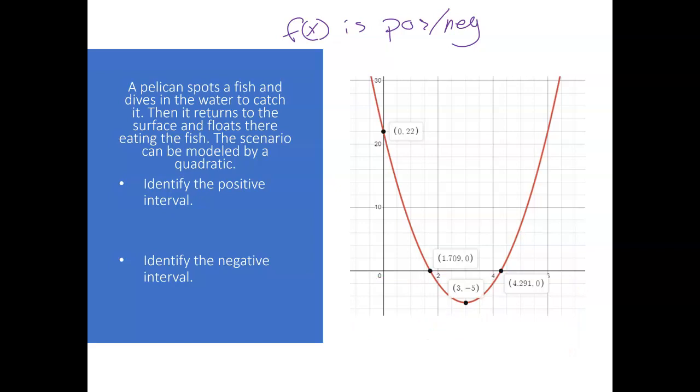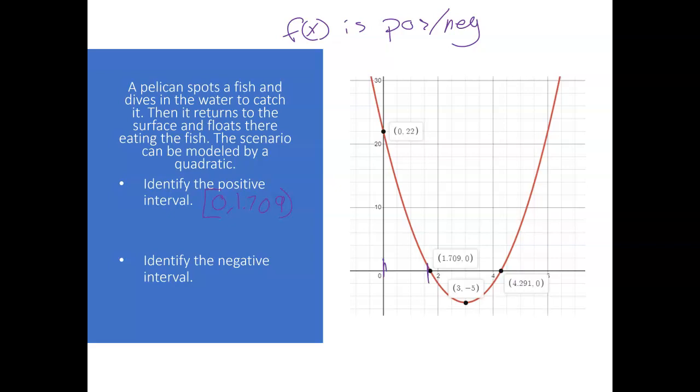So what is my positive interval, again, within our relevant domain? Always with the x values. 0 to 1.709, and then parentheses. It's when the y values are positive or negative, but intervals are always written in the domain. So from here to here, my y values are positive. That's what it's saying.